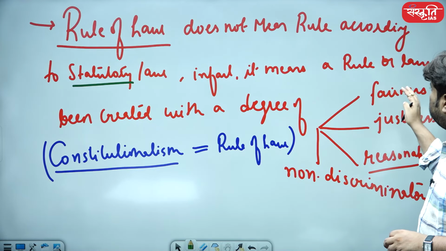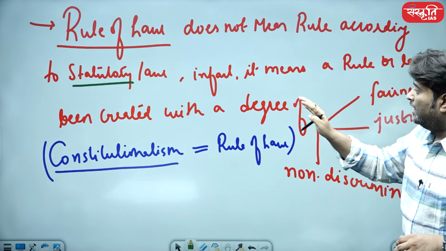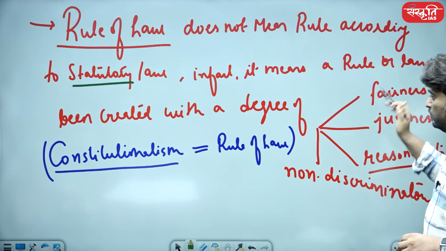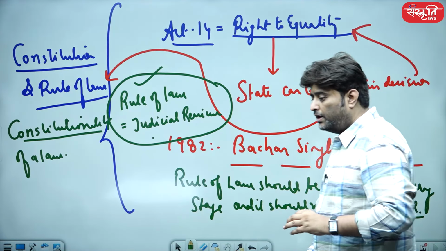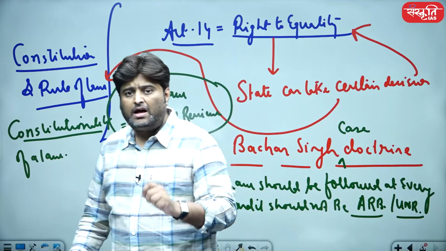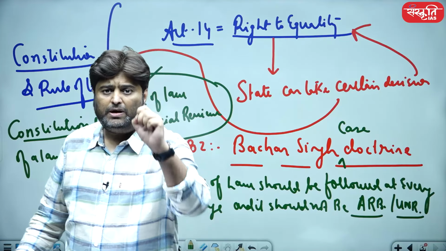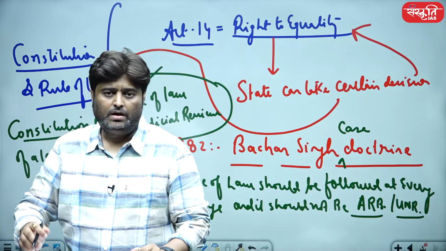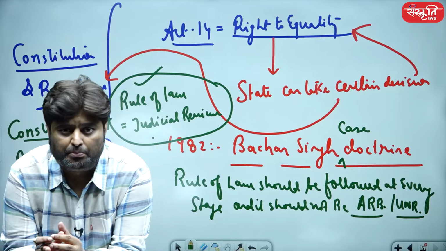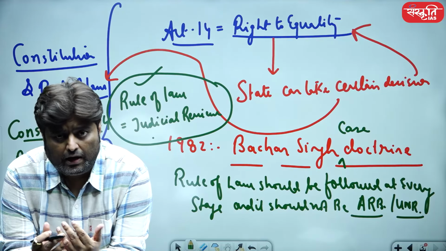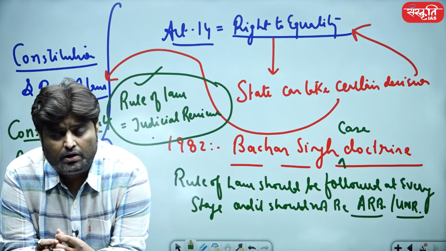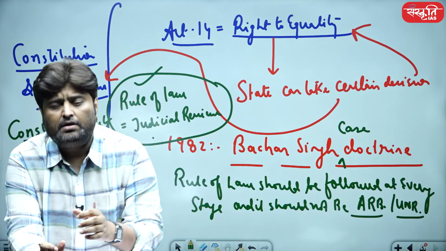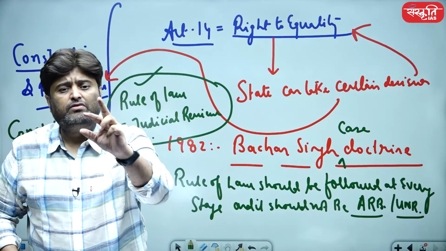In fact, it means a rule or law that has been created with a degree of all these four important principles. So one very important parameter is, student, the judiciary is there to make sure there is going to be implementation of rule of law. So if somebody is going to raise this question, if I'm asking this question to you, why is the judiciary very important? Why is the judiciary very, very important?